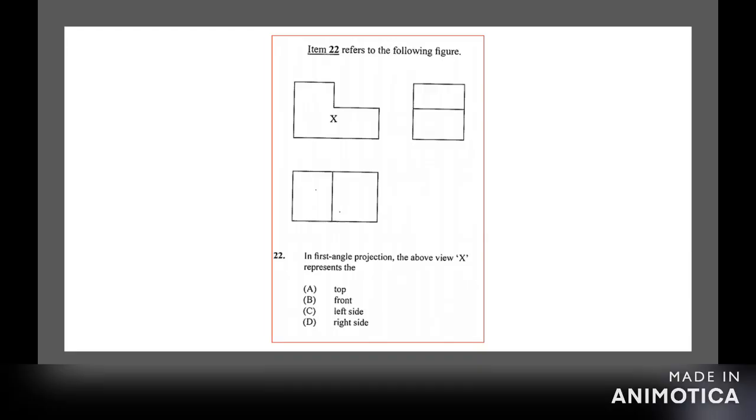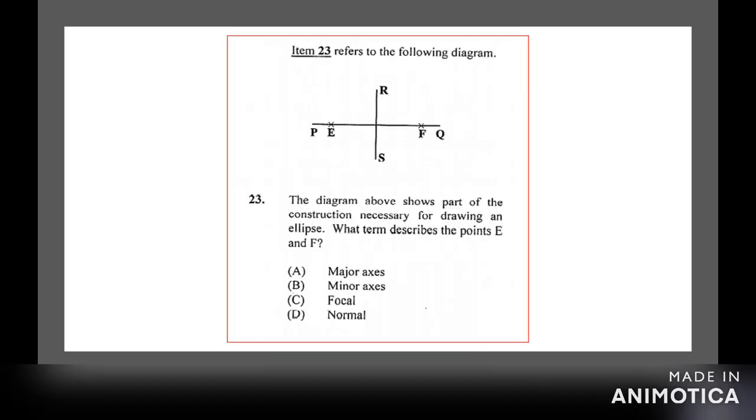In first angle projection, the above view X, and you see the above view, meaning the plan view, represents, 22, the top. 23, the diagram above shows part of the construction necessary for drawing an ellipse. What term describes point E and F? Point E and F would be the major axis. Remember, the minor axis would be vertical.